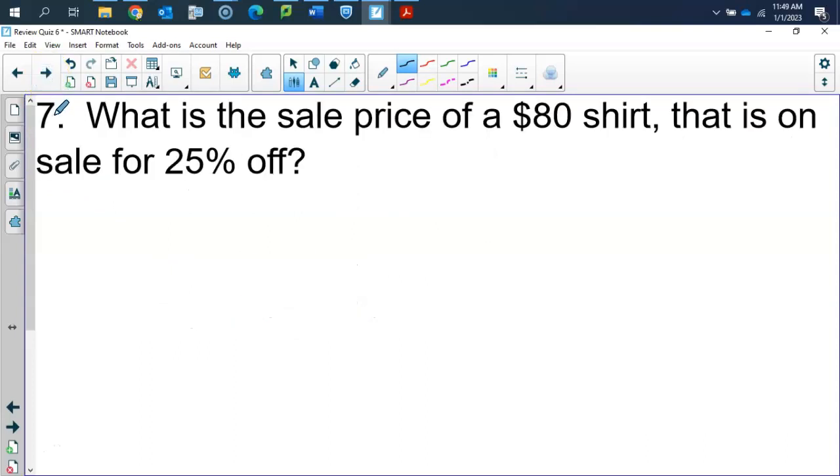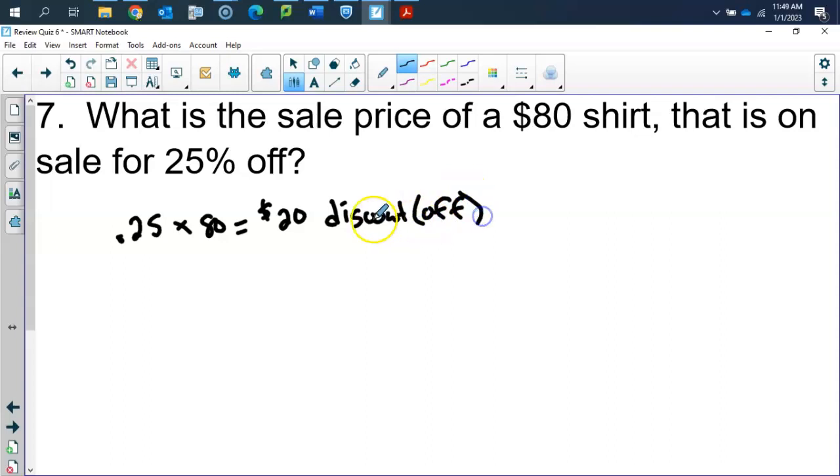Number 7. What is the sale price of an $80 shirt that was on sale for 25% off? Go. Well, first thing we need to do, 25% of 80. So 0.25 times 80. And you get $20. That is the discount or off. That's how much you're saving. Discount or off makes something cost less. So it was an $80 shirt. We're going to subtract our $20 discount. $60 is our sale price.